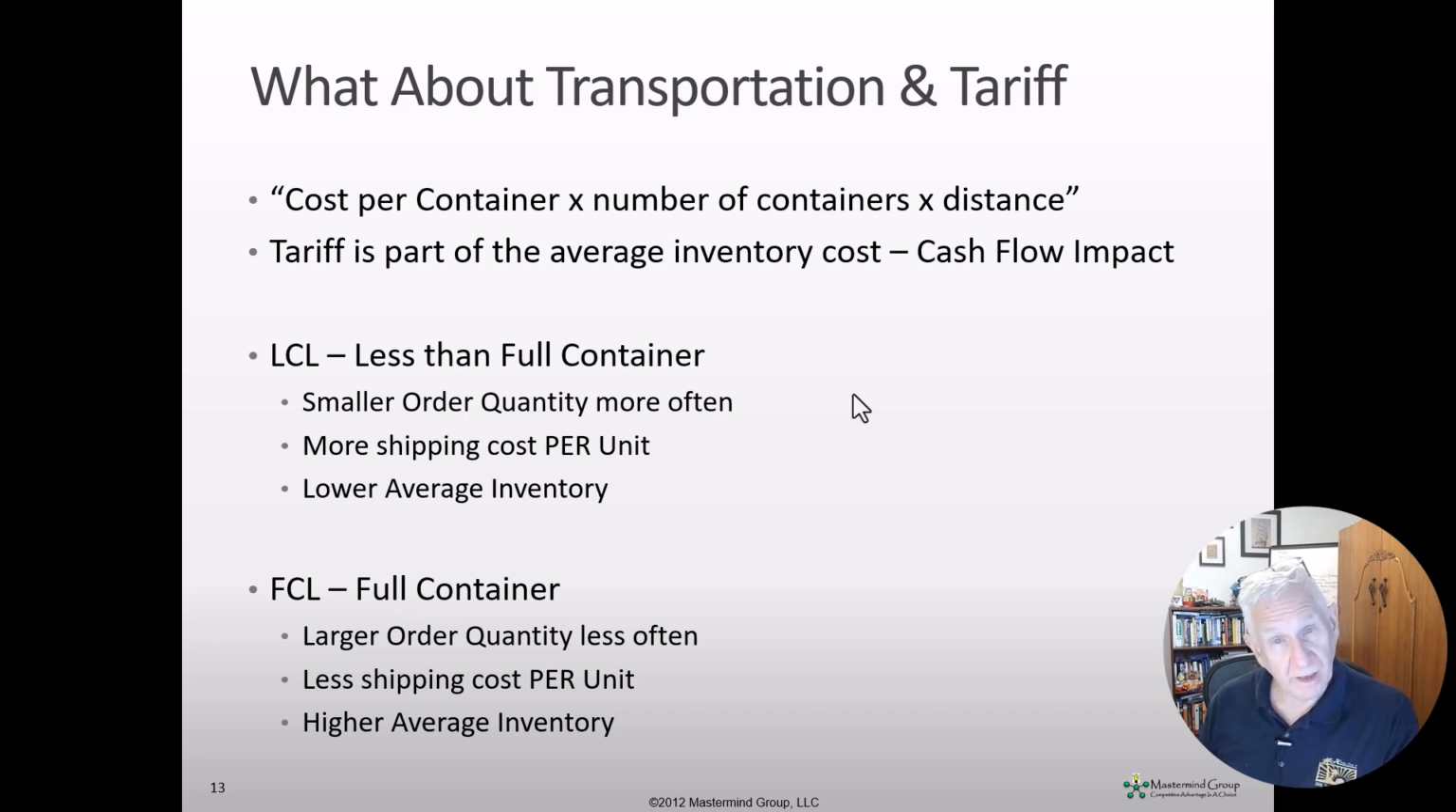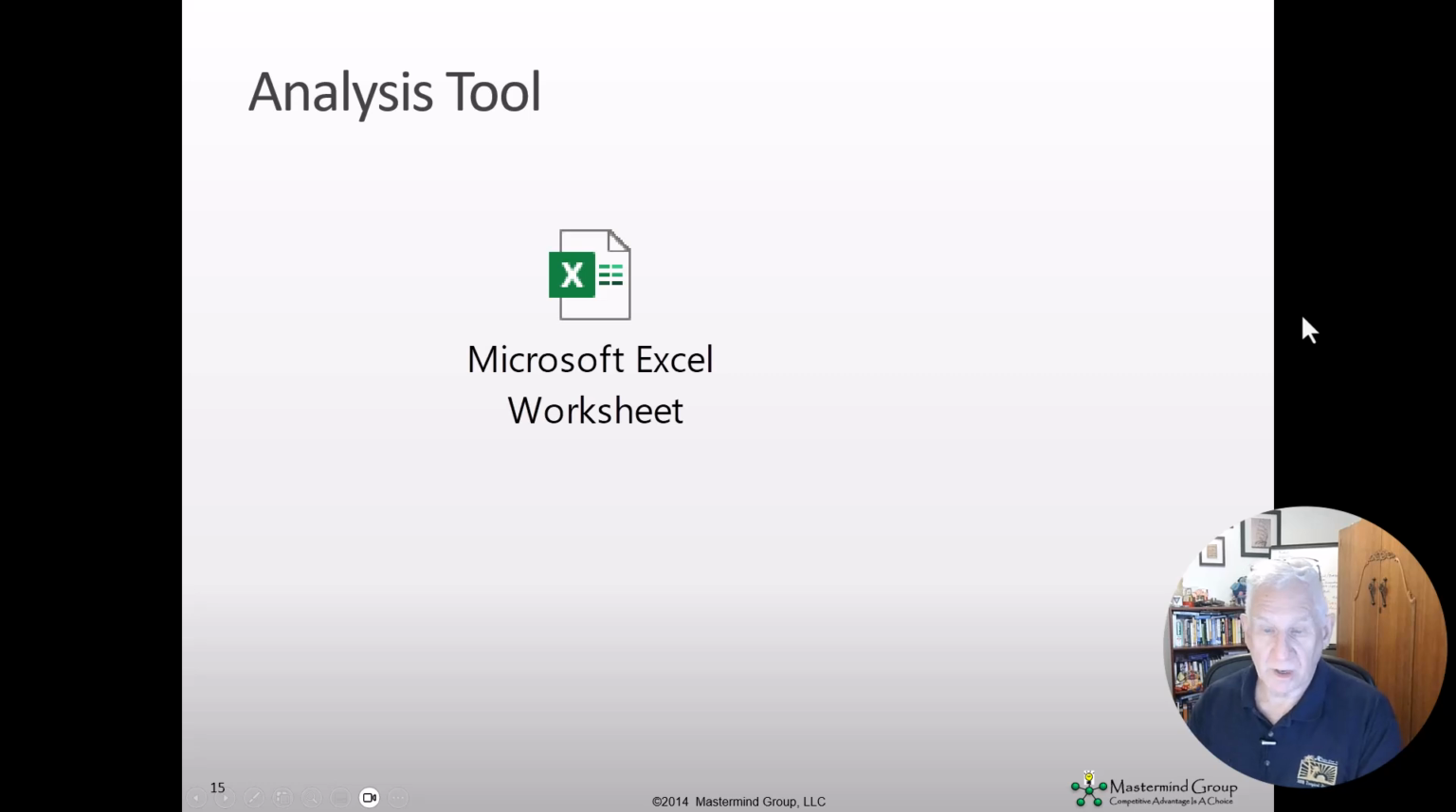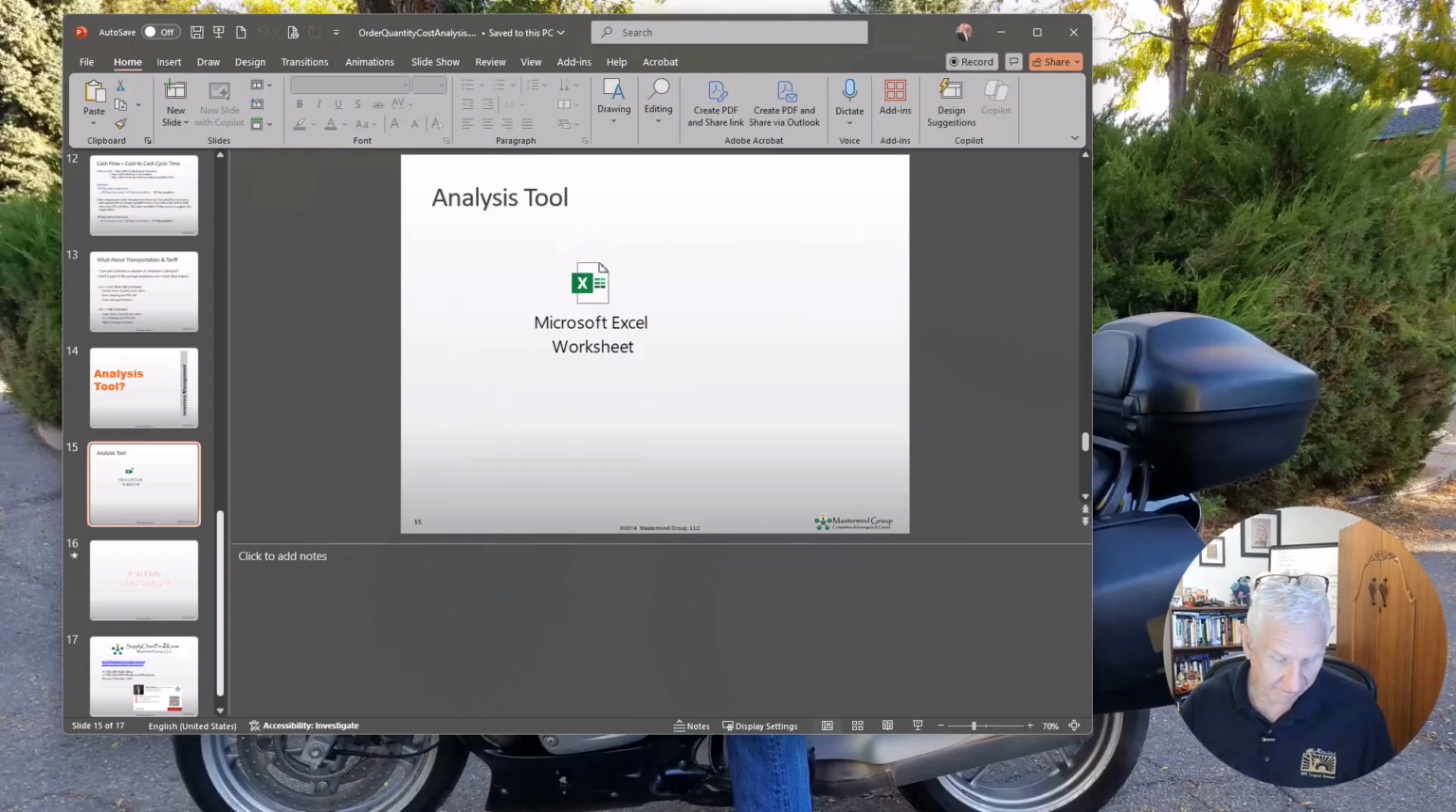On the full container, it's just the opposite. So now we are going to order full containers, and that means we're going to have a lower per unit shipping cost, but we're going to have a higher average inventory and more carry cost that offsets that other savings. So we have to be careful about that. So what do we do? Well, let's look at an analysis tool here. And at this point, I want to open up the worksheet I have.